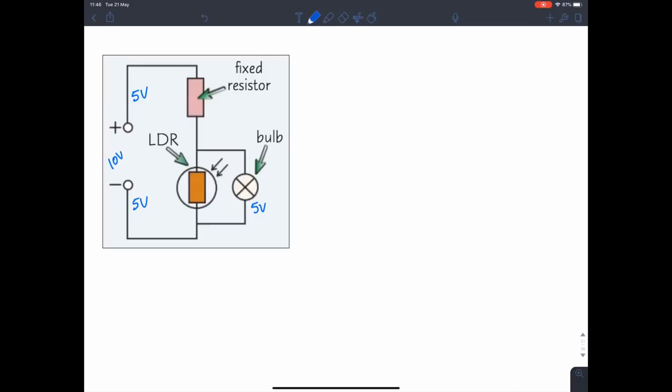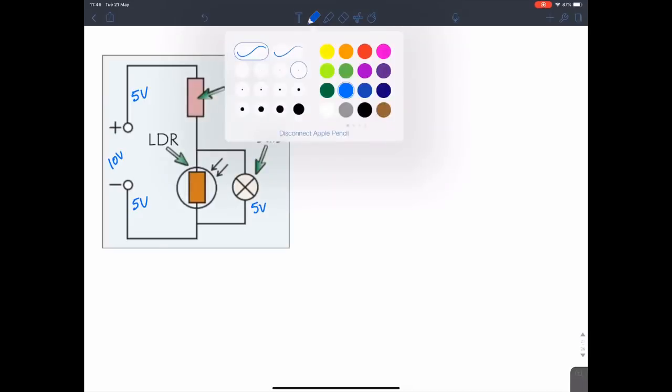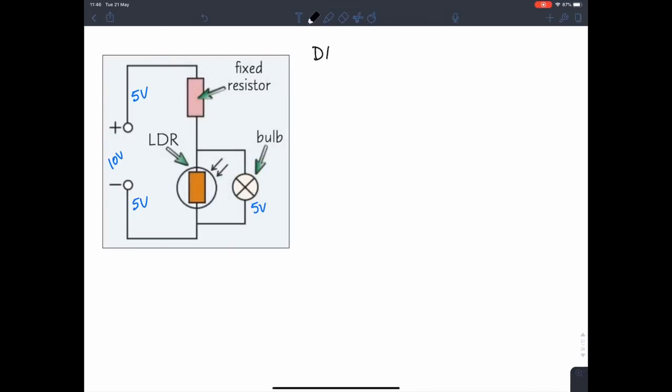Now, what's going to happen is we want the bulb to turn on, or to become brighter. The voltage is equal to brightness. So the higher the voltage, the brighter the bulb becomes. For example, if the voltage becomes 9 volts, the bulb will be much brighter. Now, how do we explain how this works? Step 1: when it becomes dark, who is the first component that will react to that? Of course, the LDR. So the LDR's resistance will go up.